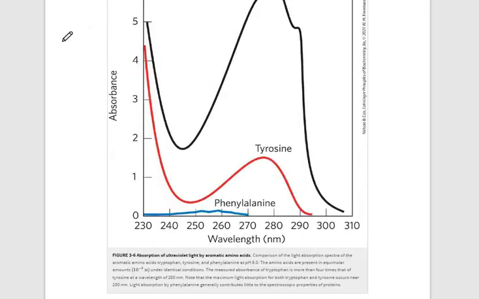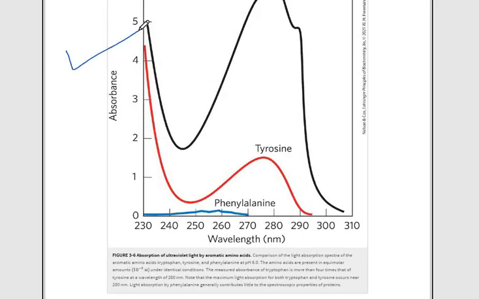Now, this is the graph that shows the absorption of ultraviolet light by aromatic amino acids. You can see here the comparison of light absorption spectra of the aromatic amino acids: tryptophan, tyrosine and phenylalanine at pH 6. Here, the amino acids are present in equimolar amounts under identical conditions.